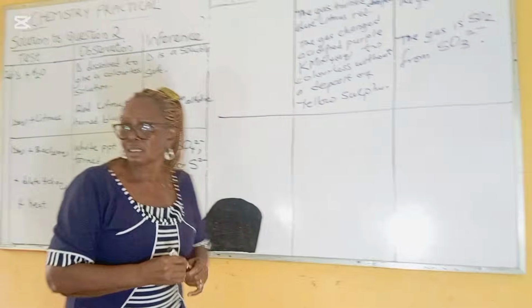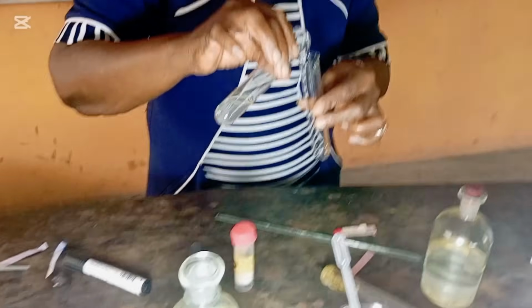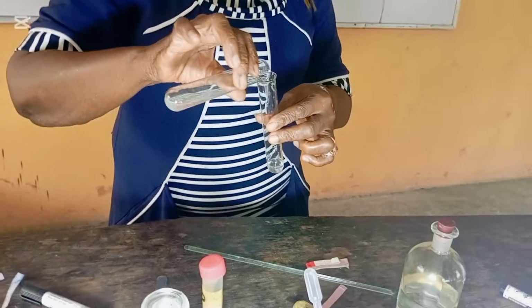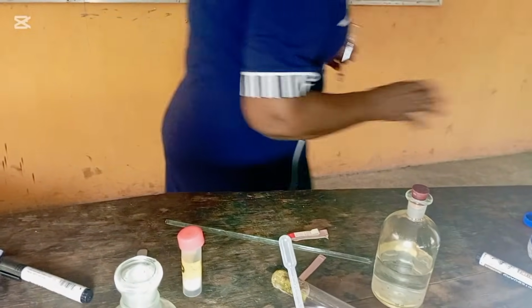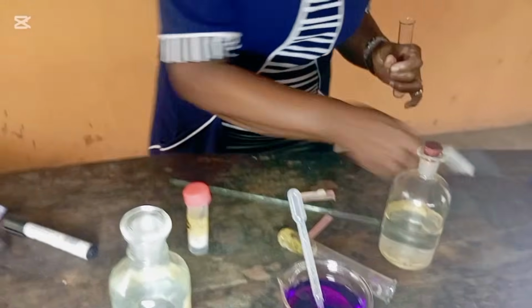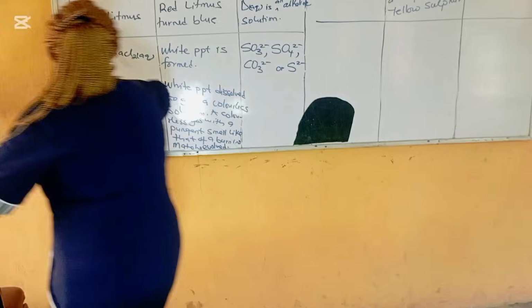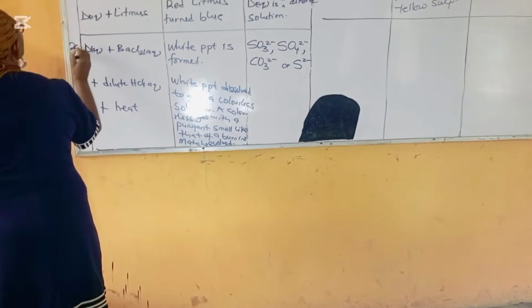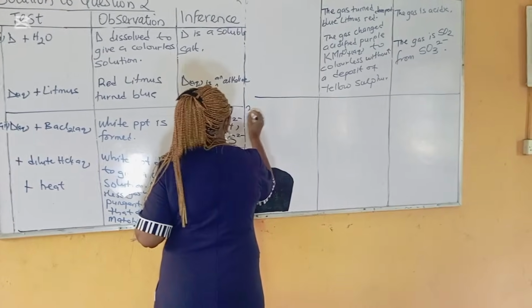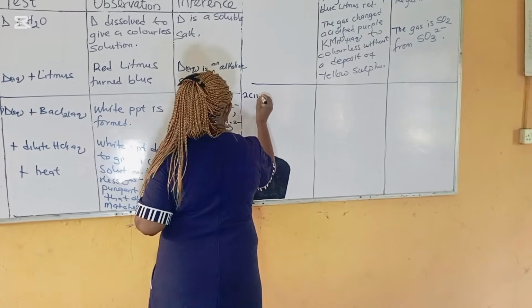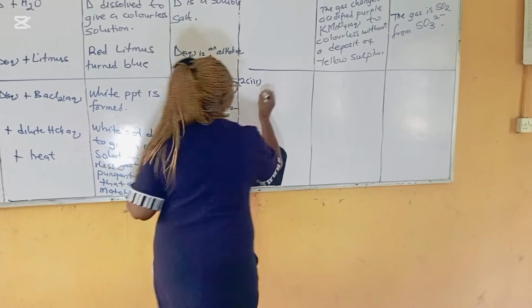Then the last is testing with KMnO4 itself. Another 2 cm cube portion of D. That's supposed to be the last number. And that number is, remember this, remember the 2 cm cube. So this is supposed to be now 2 cm cube.